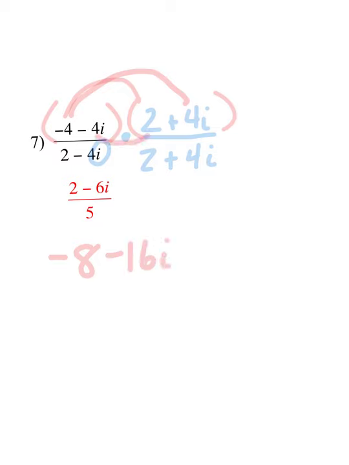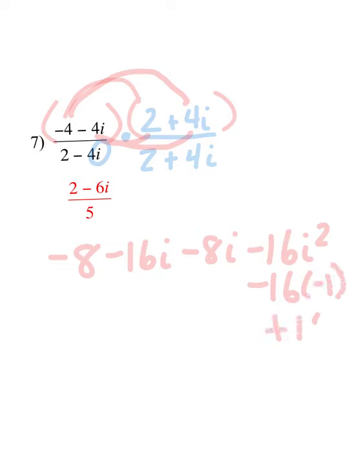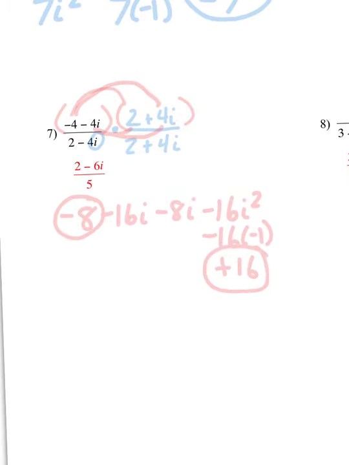Negative 4i times 2 will be negative 8i. And negative 4i times positive 4i will be negative 16i squared. Okay, i squared again is negative 1, so that makes that a positive 16. Now we got a 16 and a negative 8, so that makes it a positive 8. And then negative 16 minus 8i will be negative 24i.